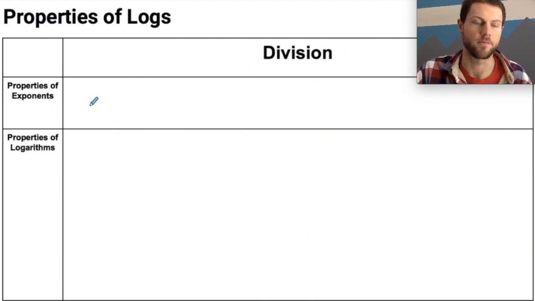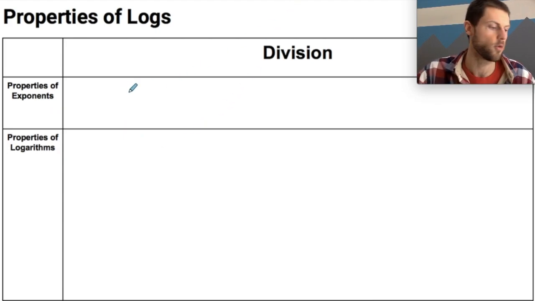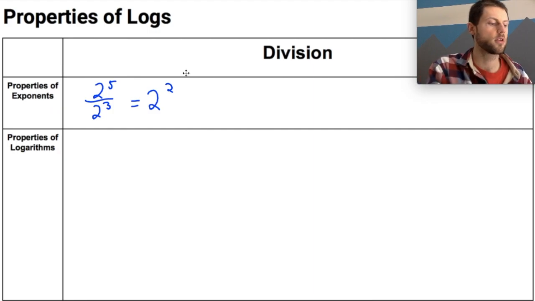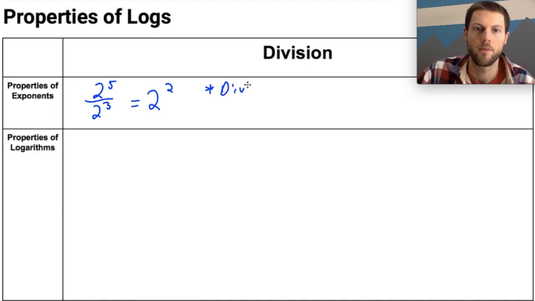Let's talk about division next. And just like I did before, let's start off with some numbers that we're familiar with. Let's say 2 to the 5th over 2 to the 3rd, that's equal to 2 to the 2nd. So the property that we're talking about here is when we are dividing with the same base, you subtract the exponents.